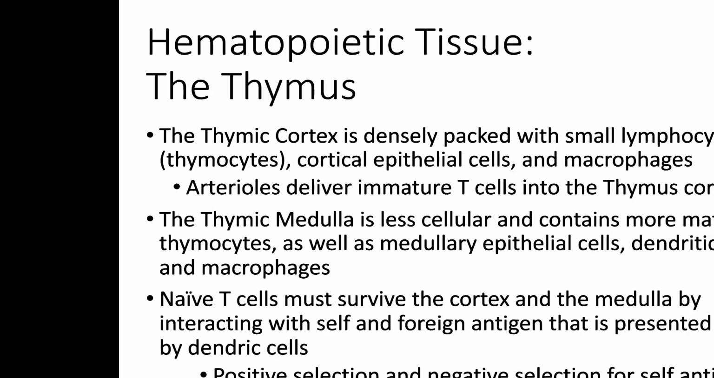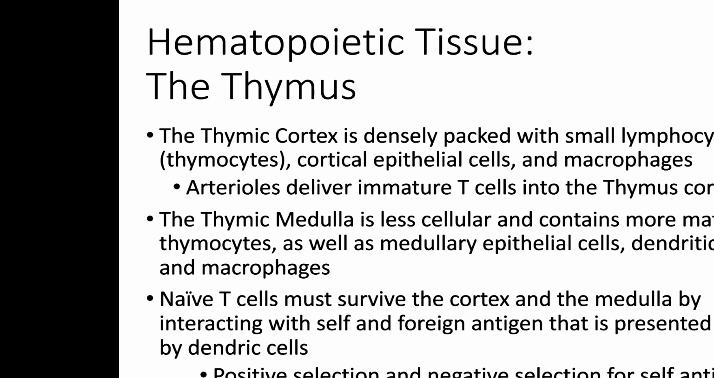The thymic cortex is densely packed with a lot of small lymphocytes, cortical epithelial cells, and macrophages. Arterioles will help deliver immature cells into the thymus cortex. The thymic medulla is less cellular and contains more mature thymocytes, as well as medullary epithelial cells and macrophages.